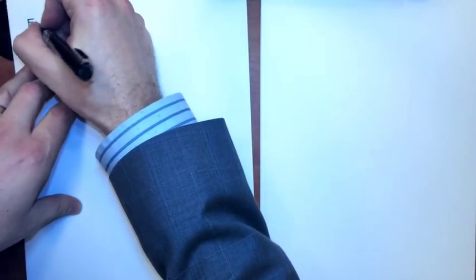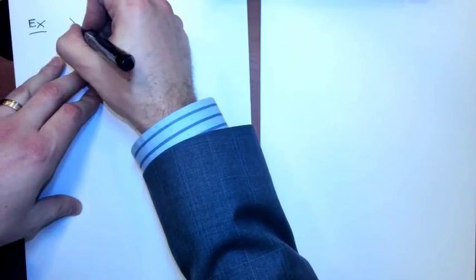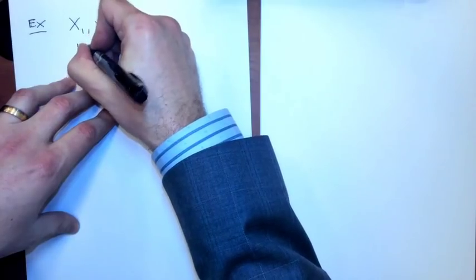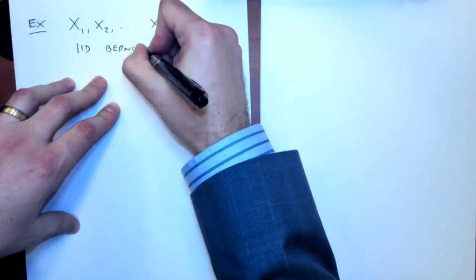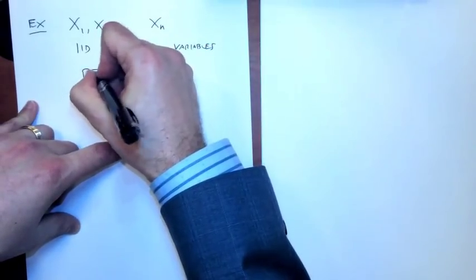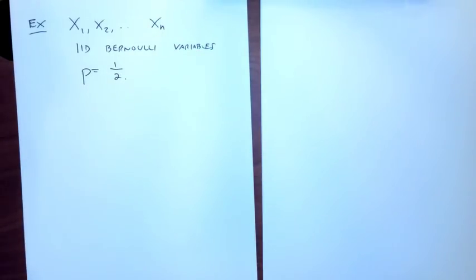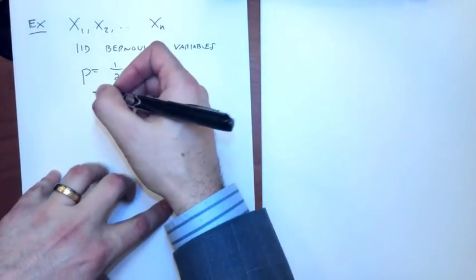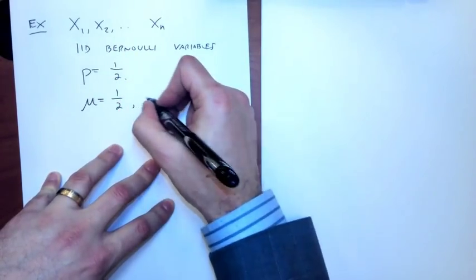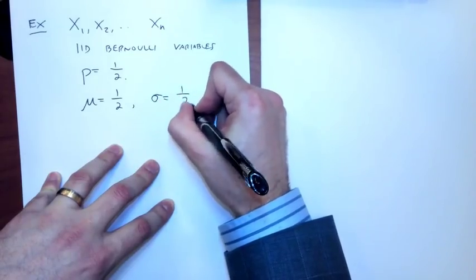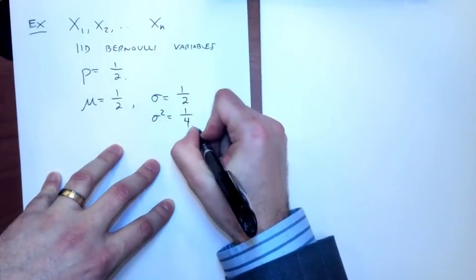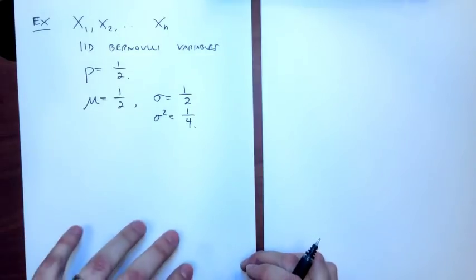Okay. So let's suppose that I've got a whole bunch of coin flips. Let's say that these are IID Bernoulli random variables with p equals 1/2. That's just a fair coin flip. That means the mean of each of these is 1/2, and you can look up in the book that the standard deviation is 1/2 and the variance is 1/4. We can get that by just computing it directly.